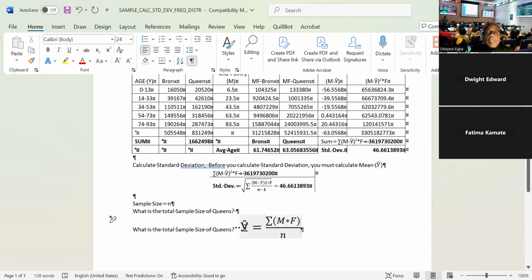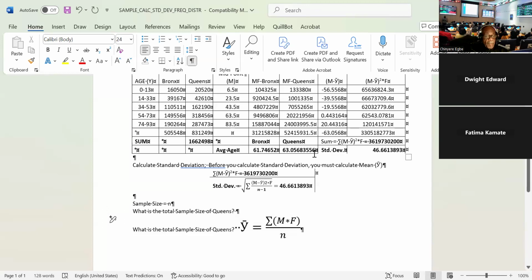That average in statistical analysis is called bar Y or bar X or bar whatever letter you use to represent the midpoint or the variable, okay? On that basis, you can calculate an average. The average age for Bronx is 61, and the average age for Queens is 63, okay?